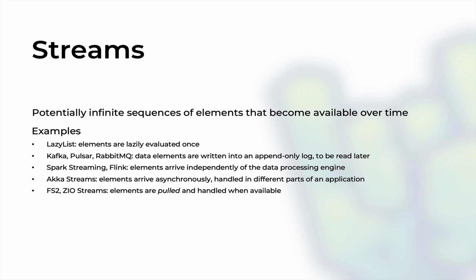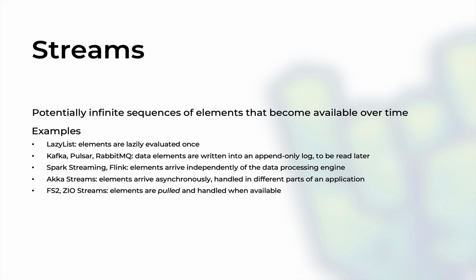Then we have very complicated tools such as Kafka, Pulsar, or RabbitMQ, which are message buses, where data elements are written into some append-only log to be read later by some consumers. And these tools fit our definition of a stream because the messages that arrive in Kafka, Pulsar, RabbitMQ, or tools of that sort can also be potentially infinite, and they become available over time depending on which systems write to them.